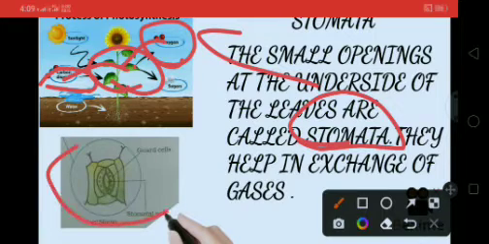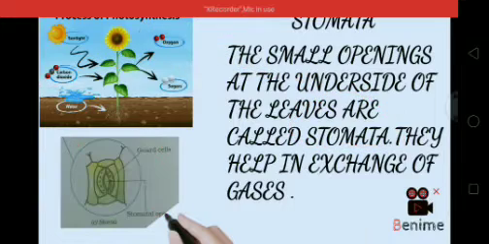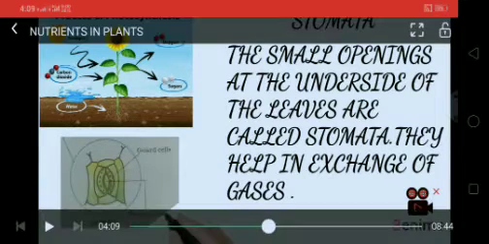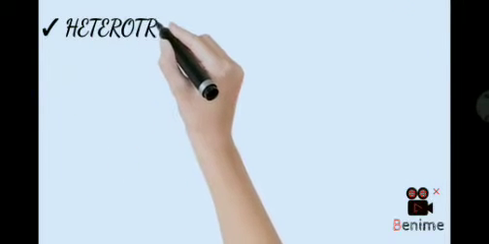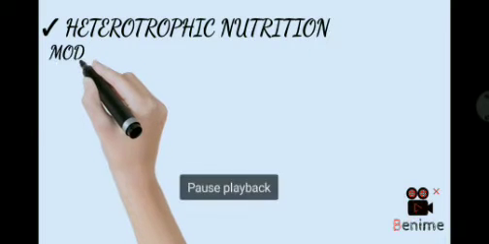So this is the figure which has been made inside the book also. You can read this. This is the guard cell, and after this is the stomata opening through which the exchange of gases takes place. Okay, so let's go further. Now what are heterotrophic nutritions? We have already understood what autotrophic nutrition is.